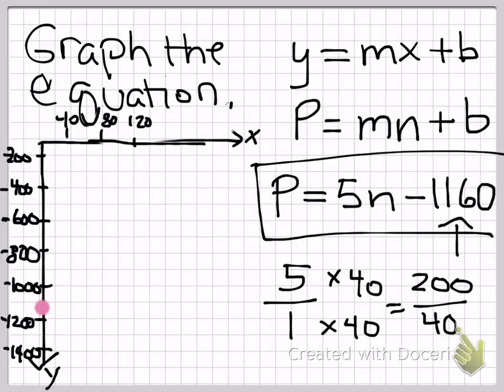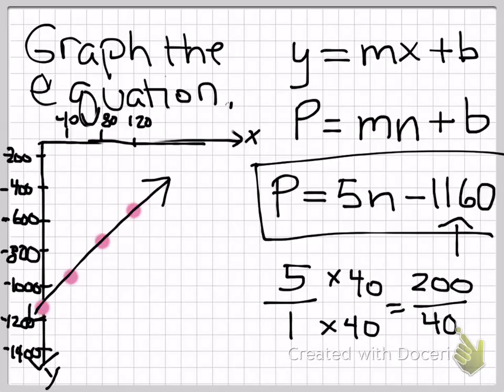And then I would continue then. So I'm going to go up 200 from 1160, which is going to give it about 960, and then over 40. So that's going to be about here. And then we keep going. 960 plus 200 is 760 over 40. About there. And then continue. Then we're down to 560 over 40. And we have our points. So we can draw the line.